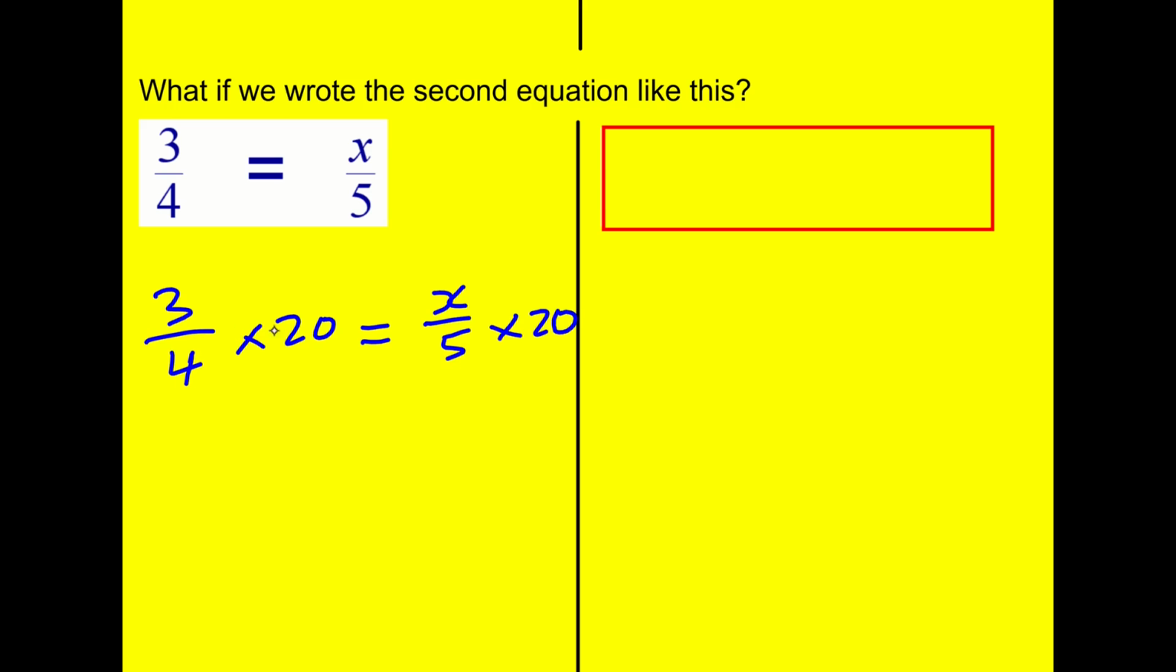Thing is, I can change the order that I divide in, so actually I could do 20 divided by 4. And so it would become 3 times 5, it would partially cancel out. And here I could do 20 divided by 5, and that's going to become x times 4. The point I'm trying to make is that we can go straight from here to here. We can do something called cross multiplying.